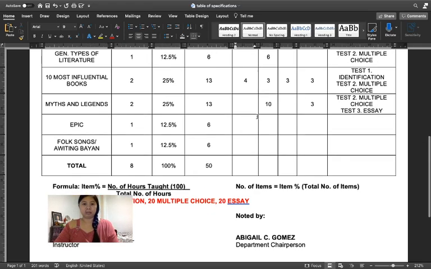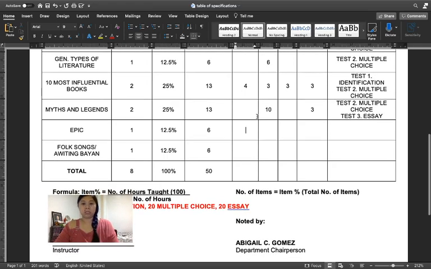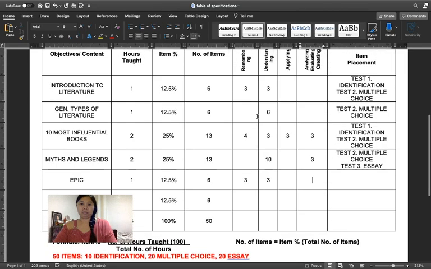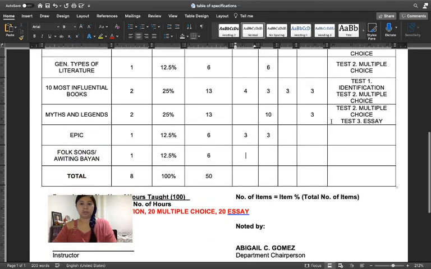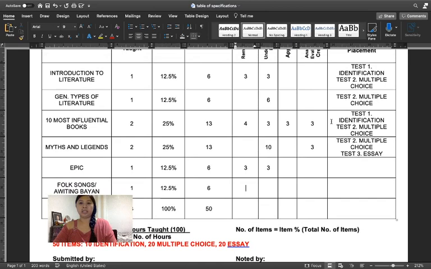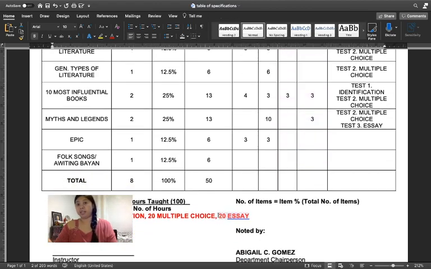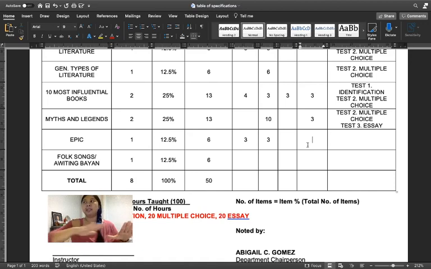Next, the epic. You have only 6 items. So you may also do 3, 3. Folk songs. Careful, take a look now. Our higher order thinking skills are only 9 items so far. But your essay is 20 items. So, there is something wrong, right? That is why your blueprint should go together with what you foresee for your examination.